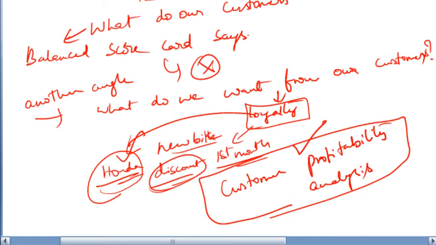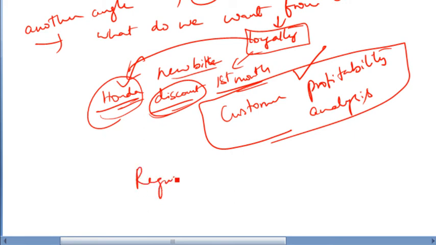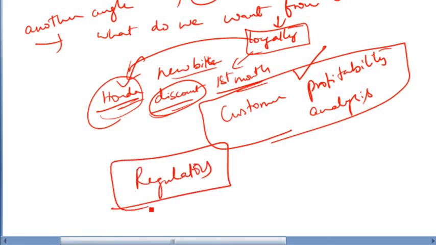And obviously the last but not least, we have regulators. So what do the companies want from regulators? Better understanding of the business sector and the ability to regulate across borders. Also, lack of bureaucracy, all those things. Okay. Right. So this is what the companies want in return from their stakeholders.